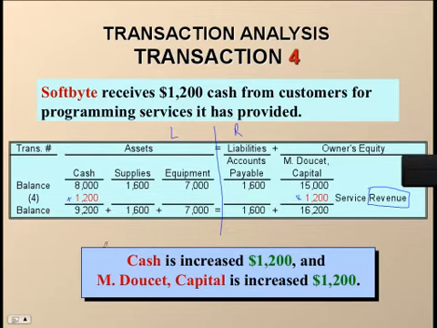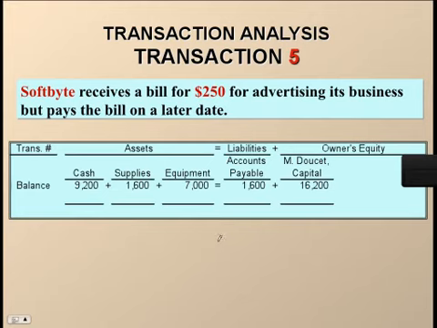Now, what I didn't mention so far was each time we're taking a balance on these transaction analysis sheets. So let me quickly show you how to do that. So far we had $8,000 in cash, and our cash just went up $1,200. So now we have a balance of $9,200 in cash. Supplies had no change here. There was $0 affecting it in this particular transaction, and so it remains at 16,000. 7,000 plus 0 is 7,000. 1,600 plus 0 is 1,600. And 15,000 plus 1,200 equals 16,200. So that's what we're doing. We're just getting a balance each time.